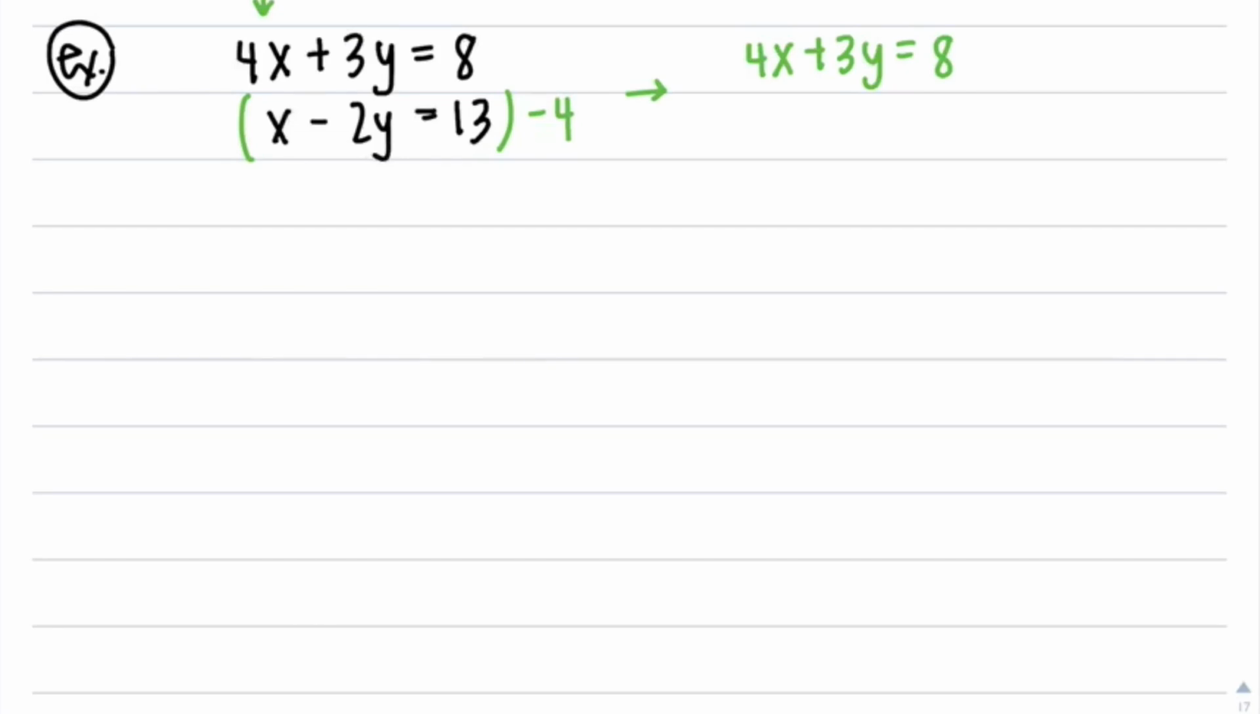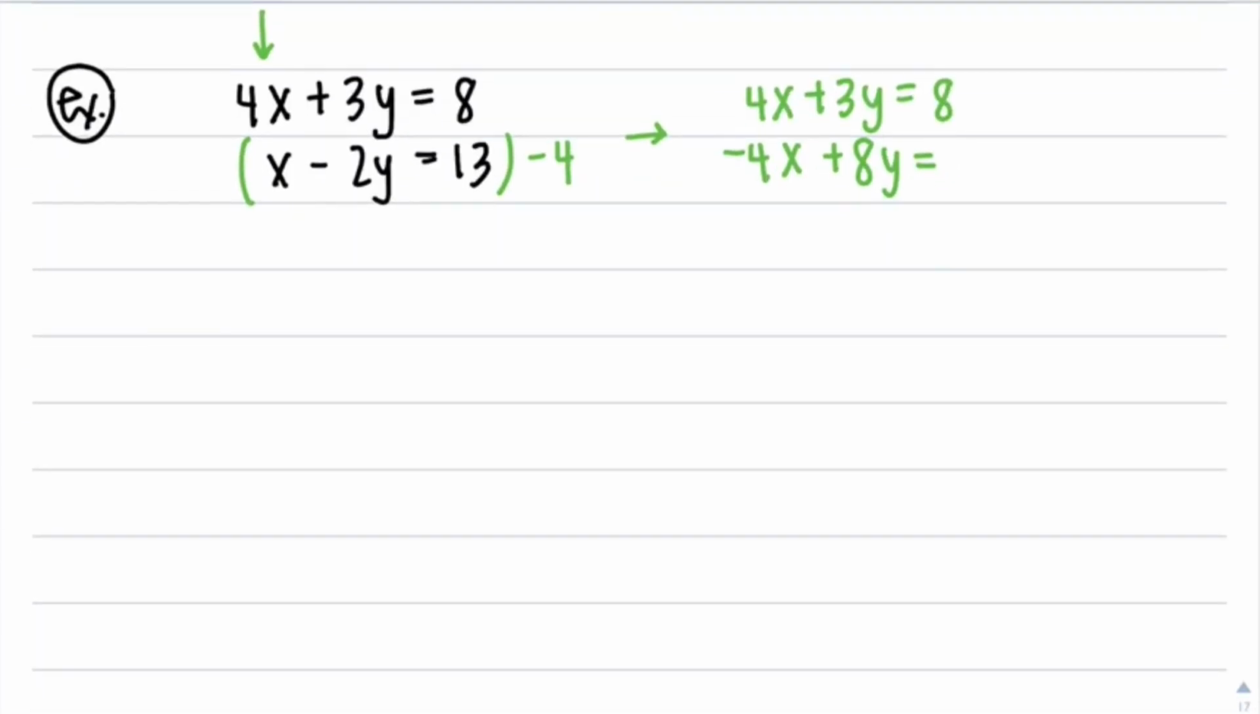But the second one, by multiplying it by negative 4, so x times negative 4 is negative 4x. Negative 2y times negative 4 is going to be a positive 8y. So remember, watch those signs. Is equal to 13 times negative 4. So again, you can use your calculator or you can calculate that on your own. In this case, you end up getting negative 52.